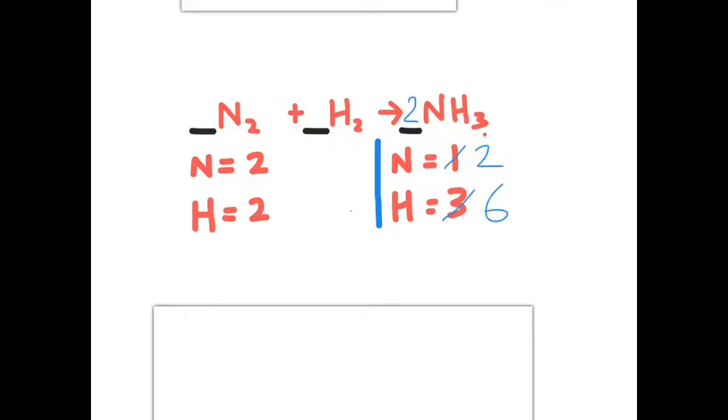So now that is balanced, but this one isn't. So now I need to make sure there's 6 hydrogen on this side. So there's 2 here. So what can I multiply 2 by to get 6? 3. So by putting 3 hydrogen here and 2 here, we end up with 6 here. 3 times 2 is 6. So that is now balanced. 6, 6, 2, 2, balanced.